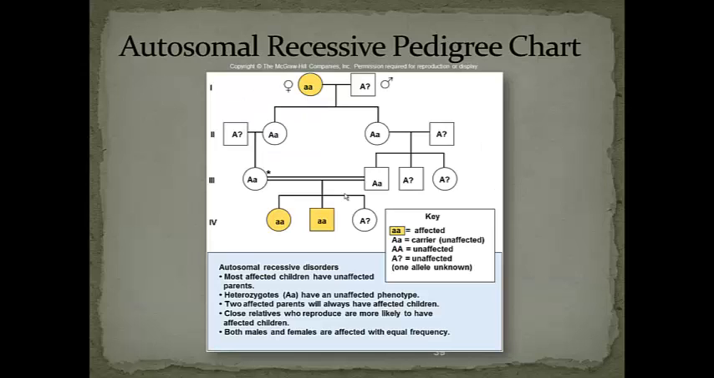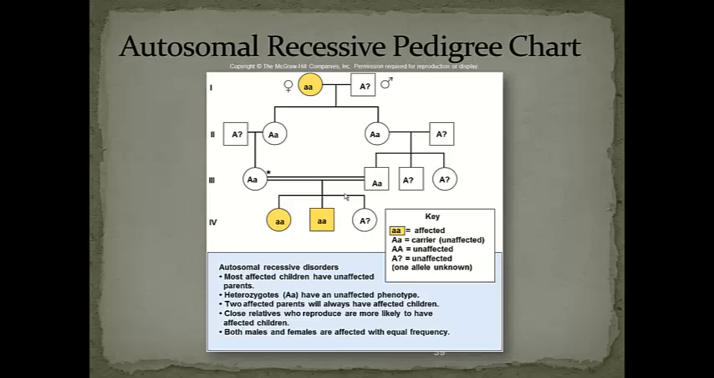This is a pedigree for an autosomal recessive disorder. Notice the dad in that first generation. He's got a dominant gene, but we don't know if he's heterozygous, because if he does have that recessive gene, it doesn't show up, so we leave him with a question mark.